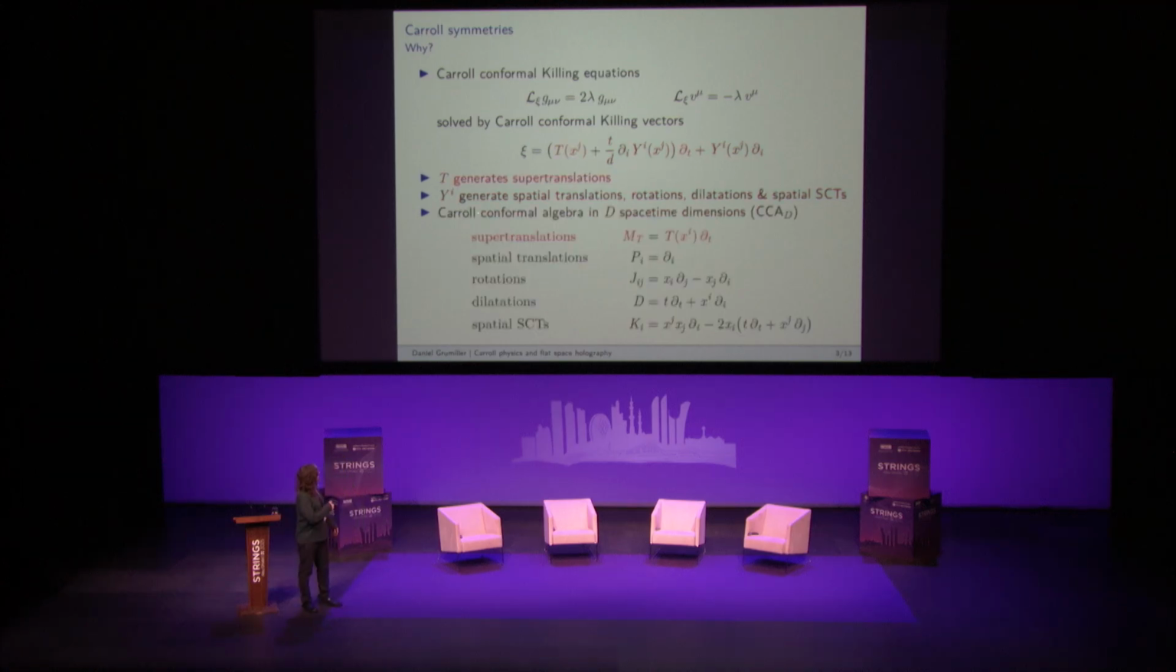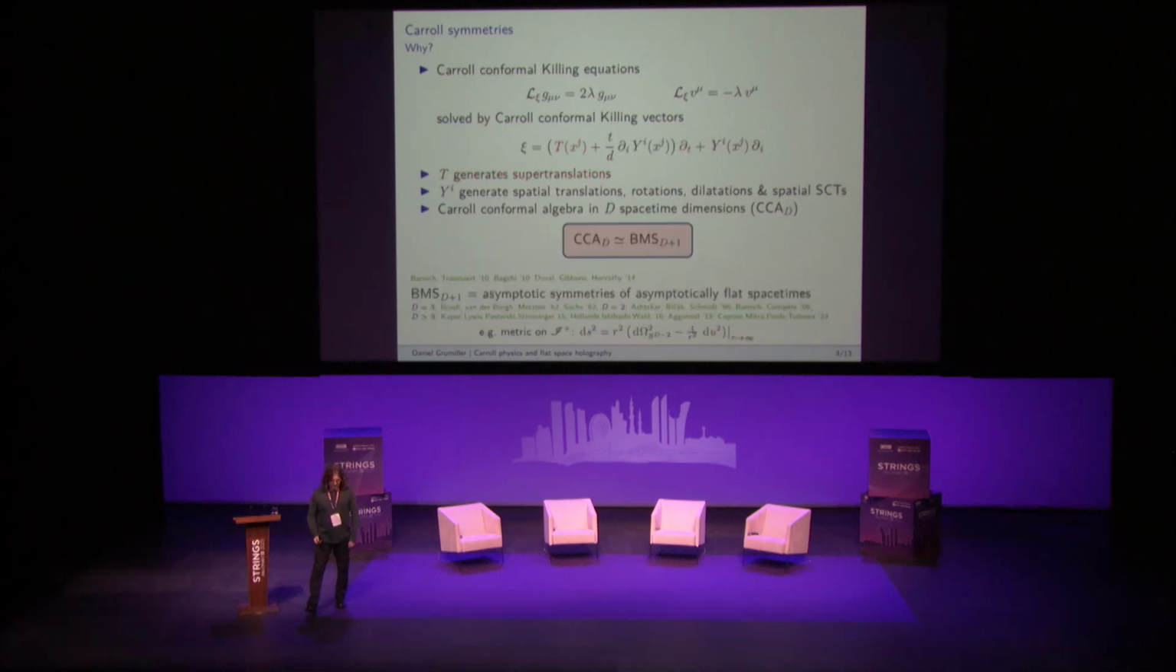So overall, this is the Carroll conformal algebra in d spacetime dimensions. The part in black is identical to the Lorentzian counterpart, and the part in red is new, and these are exactly the supertranslations, and there are infinitely many of them. Now, a bit more than 10 years ago, in its most general form, it was shown by Duval, Gibbons, and Horvathy that the Carroll conformal algebra is isomorphic to the BMS algebra in one higher dimension.